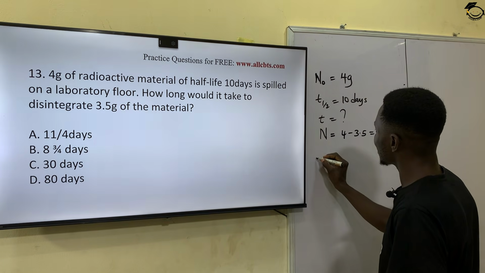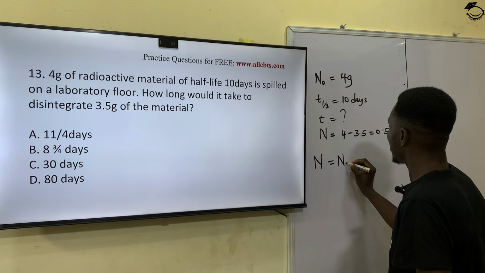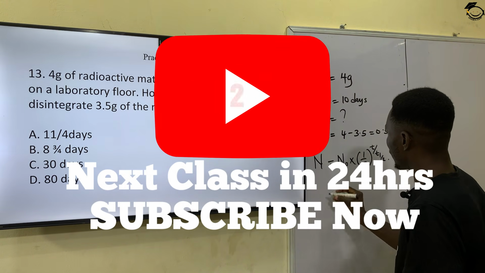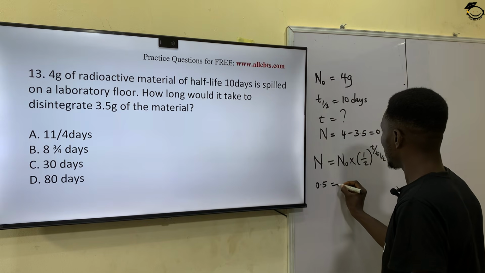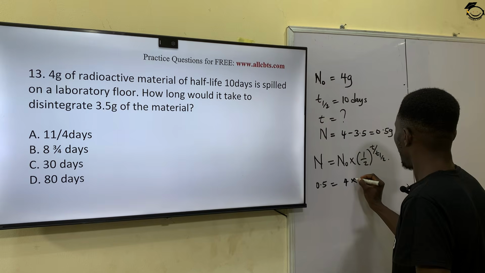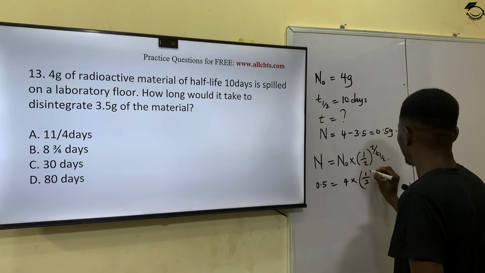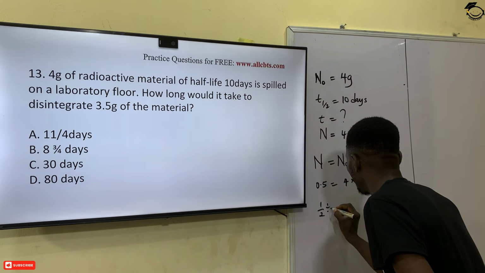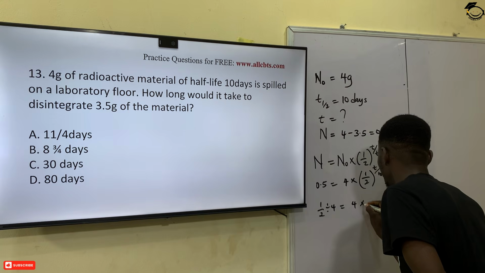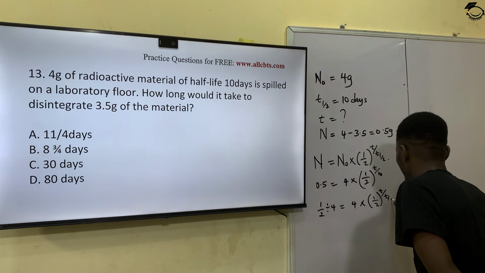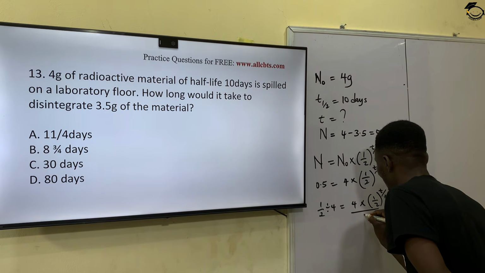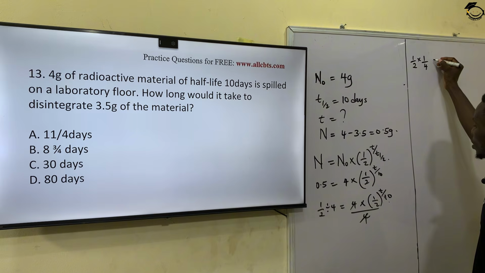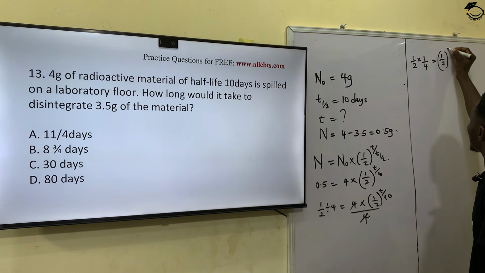grams. So we know that the mass that is left is equal to the original mass times 1 over 2 raised to the power t over t half. So this is the same thing as saying that I have 0.5 is equal to 4 times 1 over 2 raised to the power t over 10. So dividing by 4, the 4 cancels out, and I'll have 1 over 2 times 1 over 4 is equal to 1 over 2 raised to the power t over 10.